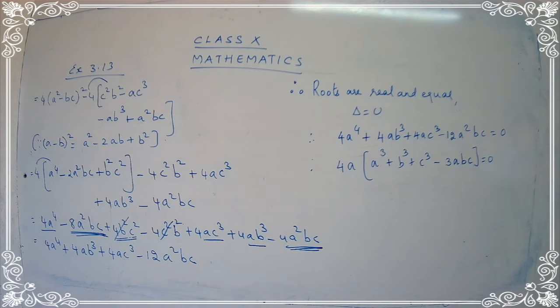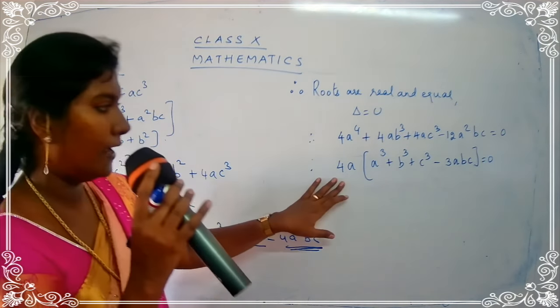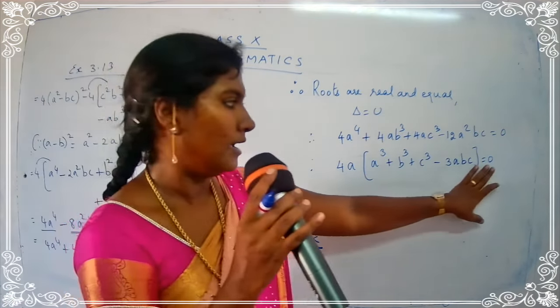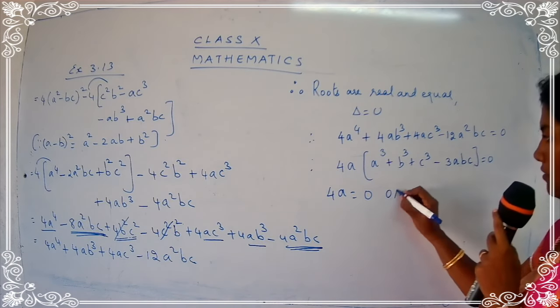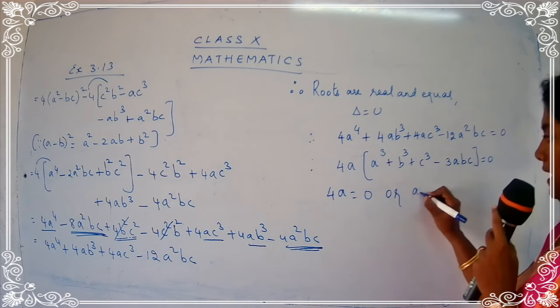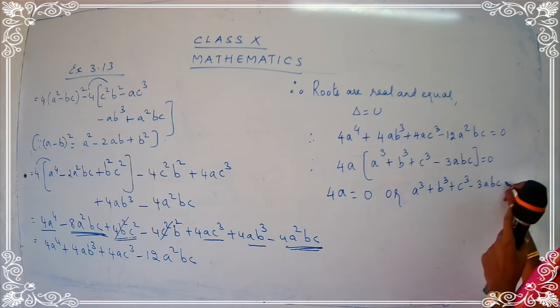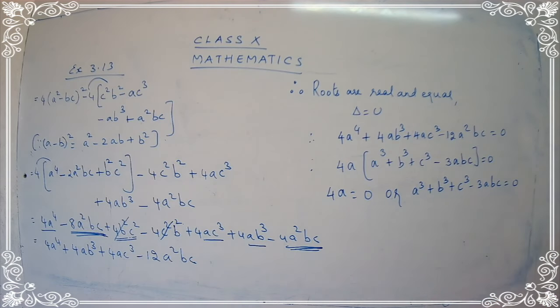Let's go for the sum, children. So we are going to arrive at the conclusion over here. Now we are going to give this 0 to both the terms. What we have here? 4a and we have this. So I'm going to write down 4a is equal to 0. See here carefully, children. 4a is equal to 0 or a cube plus b cube plus c cube minus 3abc is equal to 0. Are you clear with the step?